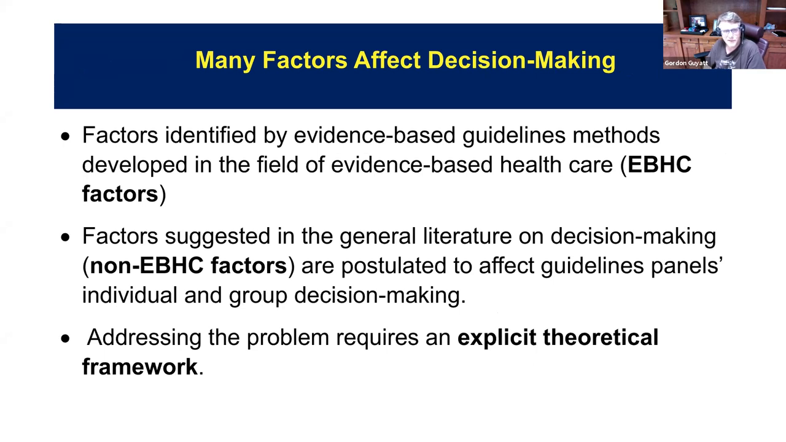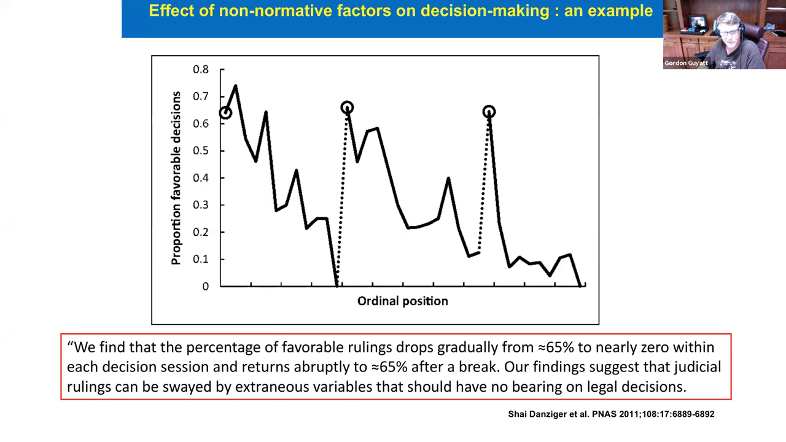So what factors may affect? I've listed some. Here's another way of thinking about it. We can think of evidence-based healthcare factors, those things highlighted by GRADE, and factors in the general literature on decision-making, which we characterize as non-evidence-based healthcare factors, that one may postulate affect guideline panels. And our suggestion is that addressing the problem requires an explicit theoretical framework, which may focus on these evidence-based healthcare and non-evidence-based healthcare factors.